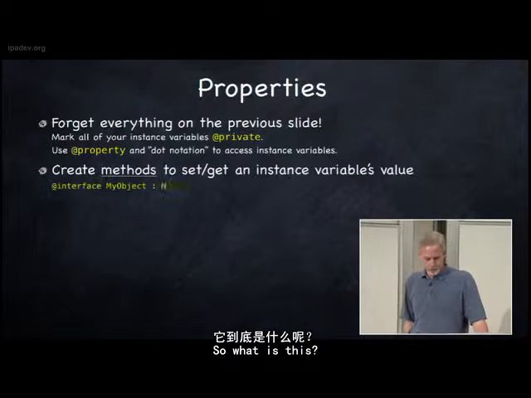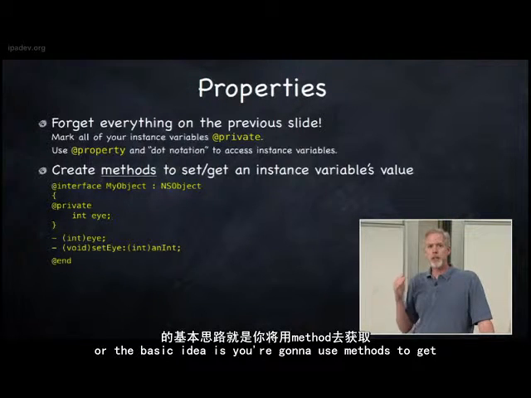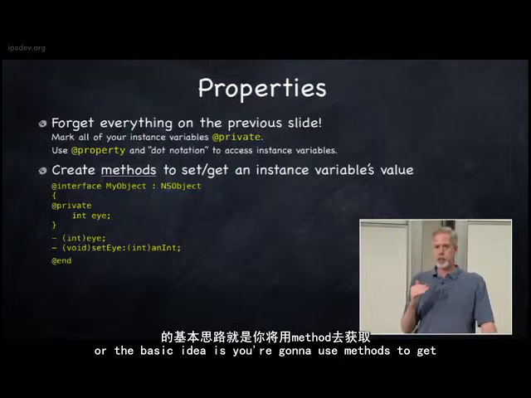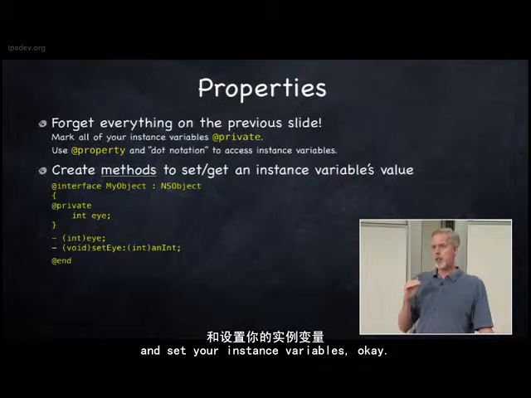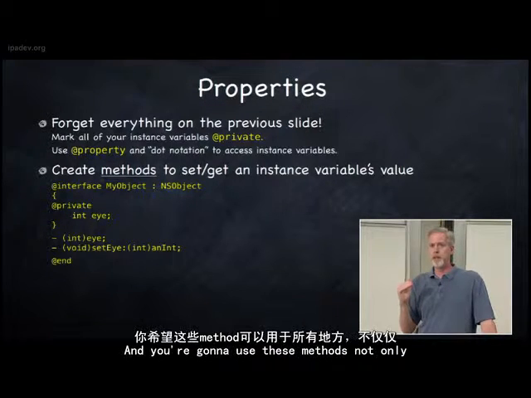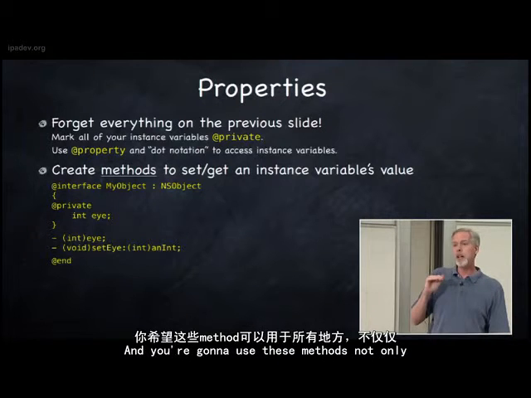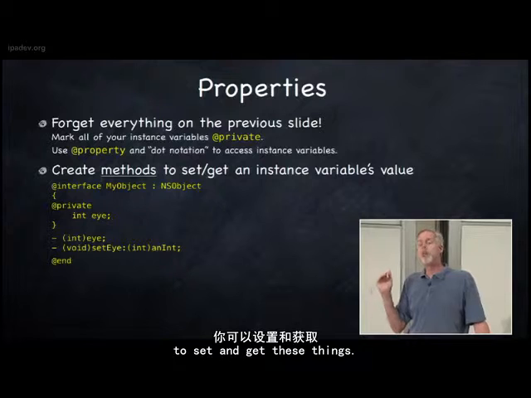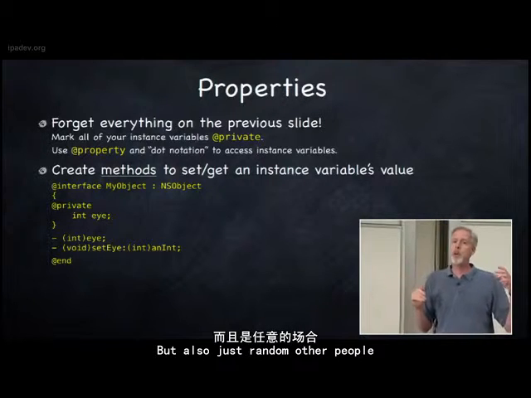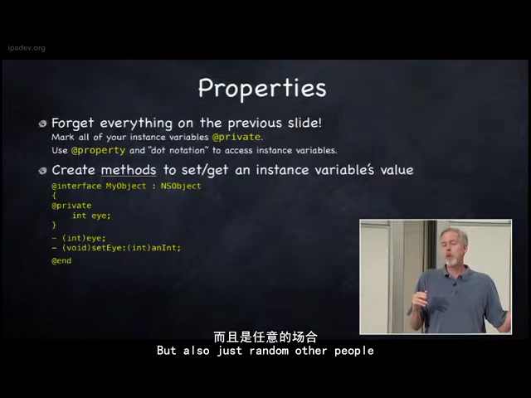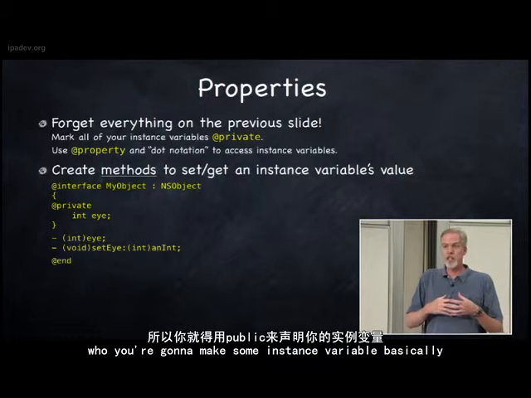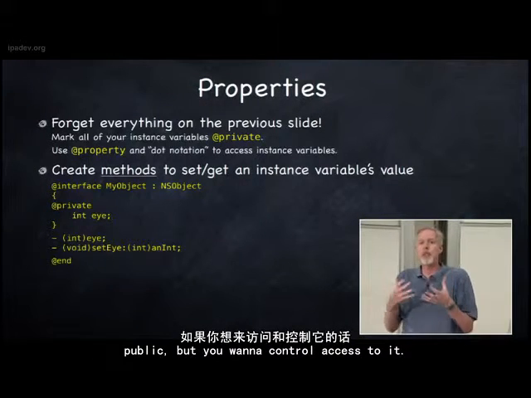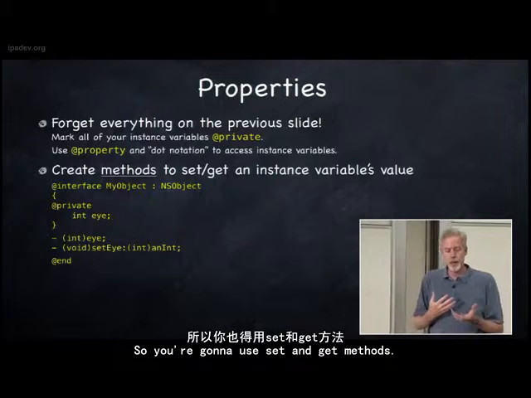So what is this? The bottom line of properties, or the basic idea, is you're going to use methods to get and set your instance variables. Okay? And you're going to use these methods not only for other people, including your subclasses perhaps, to set and get these things, but also just random other people who you want to make some instance variable basically public, but you want to control access to it. So you're going to use set and get methods.